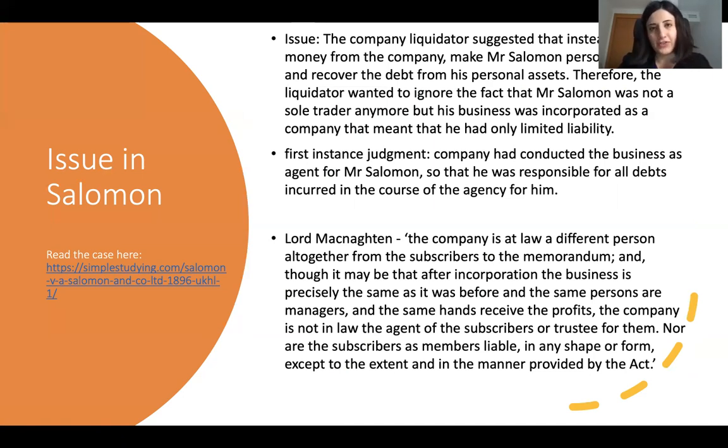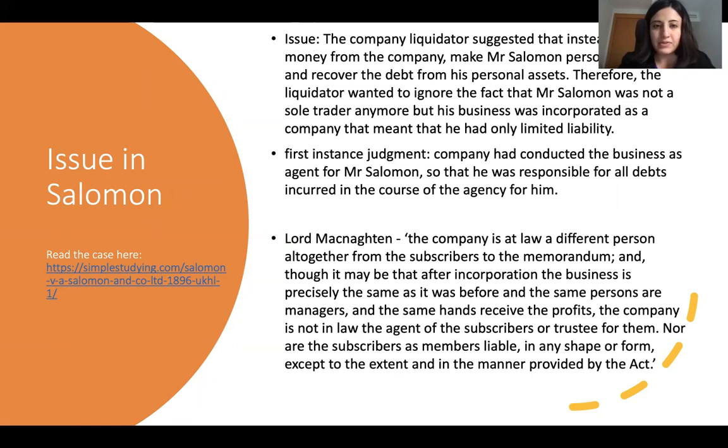Salman was a self-employed person, and he had a business as a self-employed person, and then he created a company instead. He created a company where everyone in the company was his family members. It was his wife, his children. So there were 7 owners of the company, 7 shareholders, and everyone was Mr. Salman's relative.